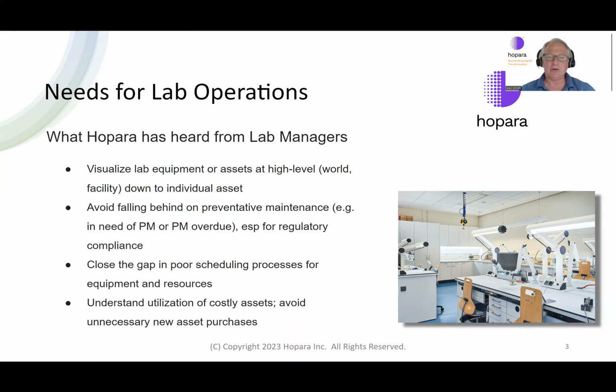Second, very important for regulatory compliance, they want to be able to show that they're not falling behind on preventive maintenance and updates. Third, they want to be able to close the gap on scheduling for equipment and resources. And interestingly, number 4, they want to understand what the utilization is so that somebody's not out there buying a 5th particular machine when the first 4 are not really being utilized to their full potential. Huge cost savings in that area there.